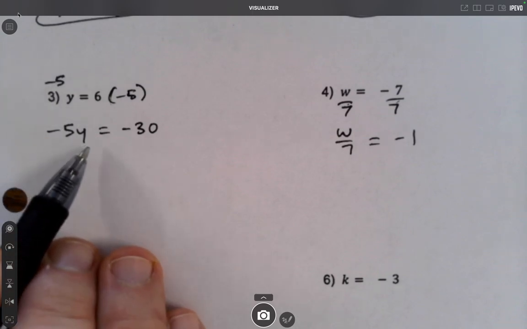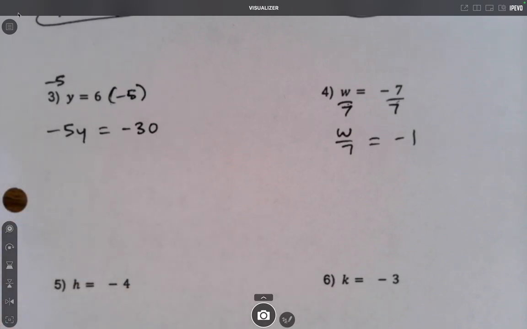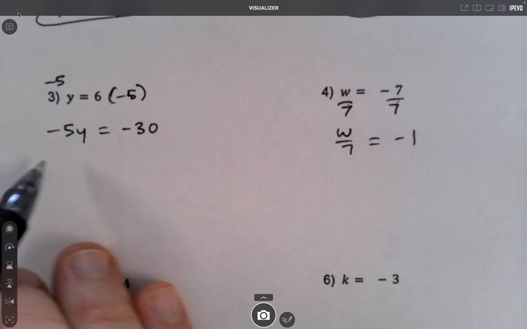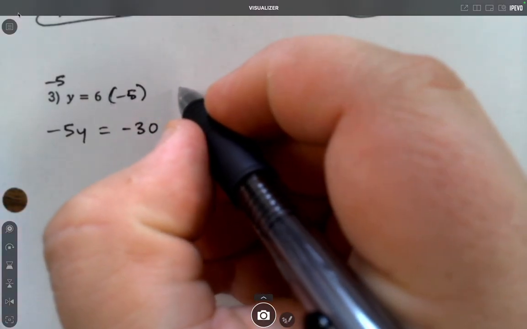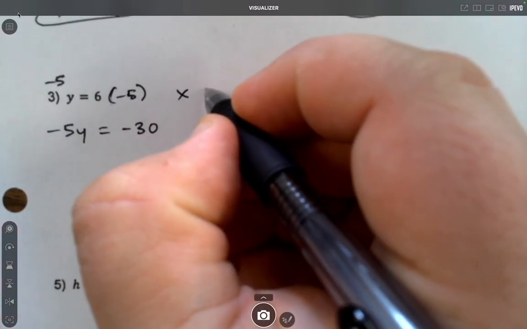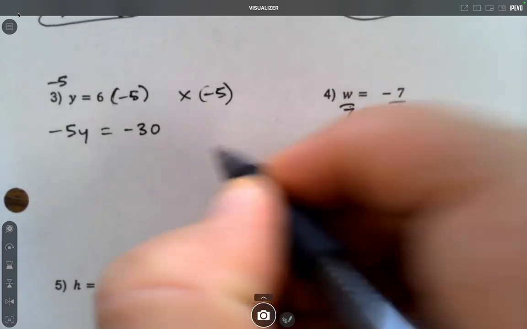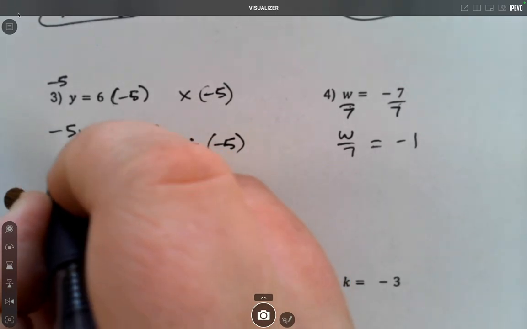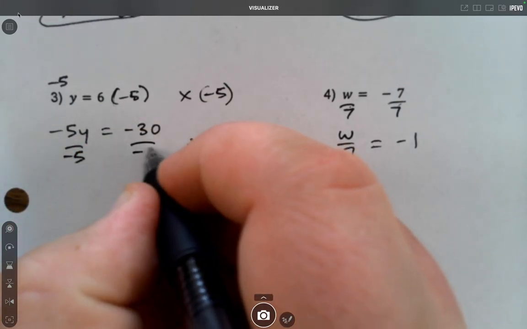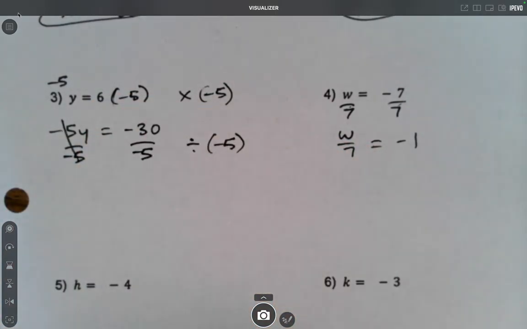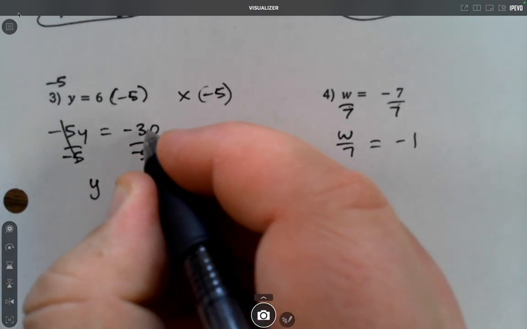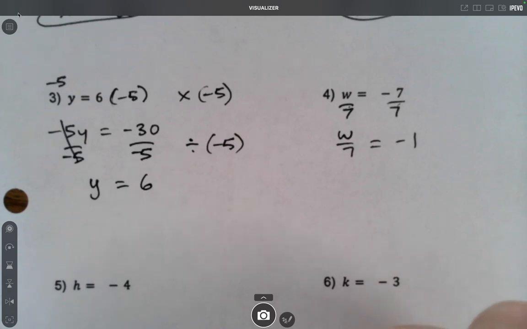Our goal is to get the variable by itself, to isolate it. So what he did to it, multiplying it by negative 5, we have to undo it by doing the opposite. So he multiplied by negative 5. We need to do the opposite and divide by negative 5. Negative 5 divided by negative 5 is 1, so we have 1y. Negative 30 divided by negative 5 is positive 6. So we get right back where he started.